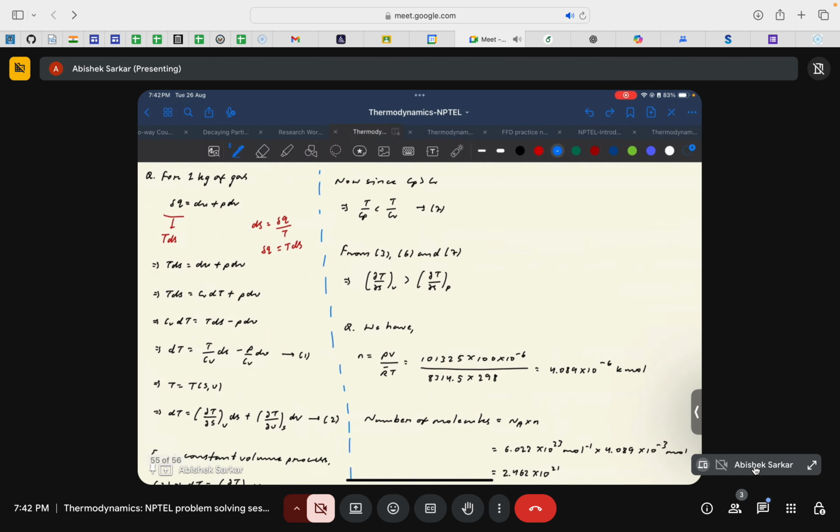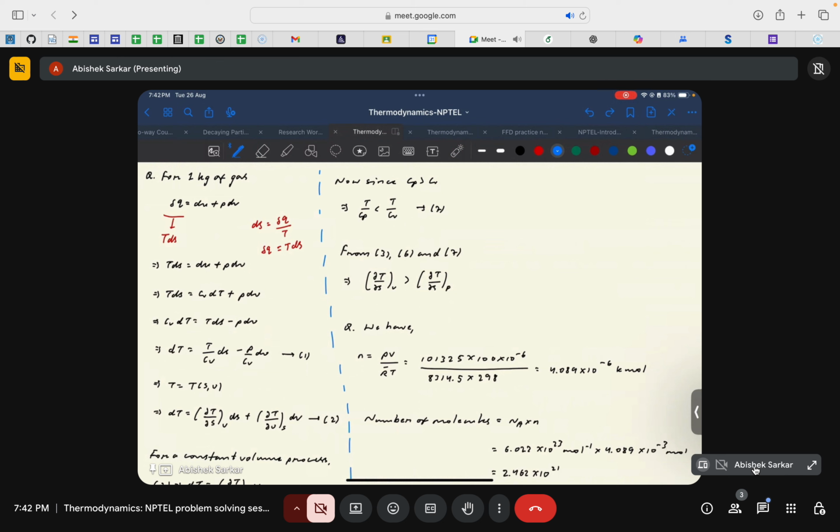So if you do that, you get N is equal to PV by R bar T, or 101325 times 100 times 10 to the minus 6. This is converting the volume into meter cube. And R is 8314.5 times 298, which is 25 degrees Celsius in terms of Kelvin. Always change the temperature to the Kelvin scale for this kind of calculation. The number of moles turns out to be 4.089 into 10 to the minus 6 kilomoles.